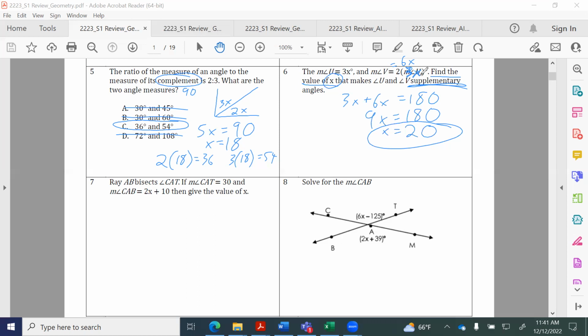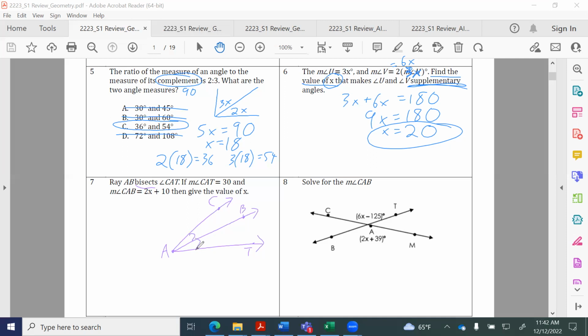All right, number 7. Ray AB bisects angle CAT. Again, we can draw a figure for this to help us out. So angle C-A-T, with a ray A-B. What does it mean to bisect? Keyword here. We need to split it in half, into two congruent parts. So both of these are going to be the same measure.